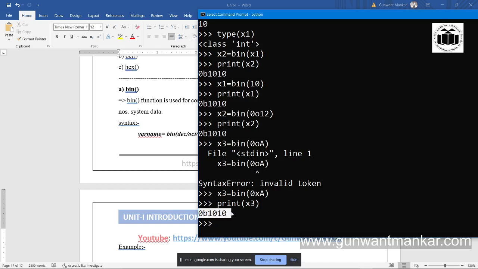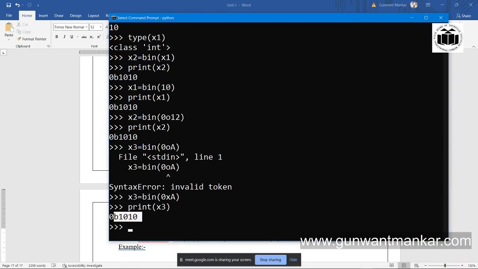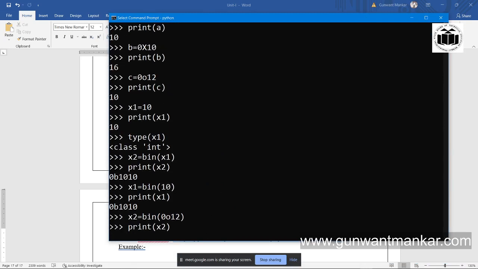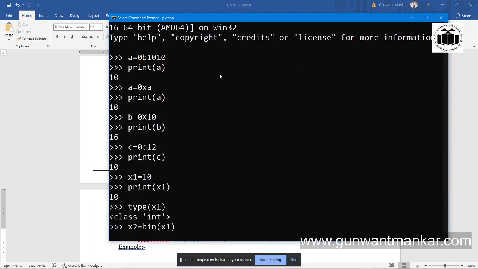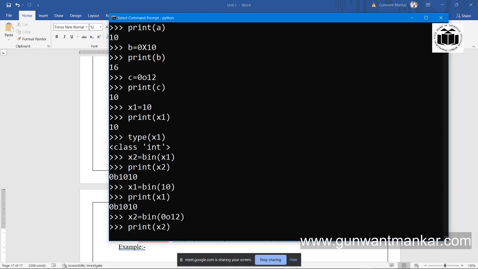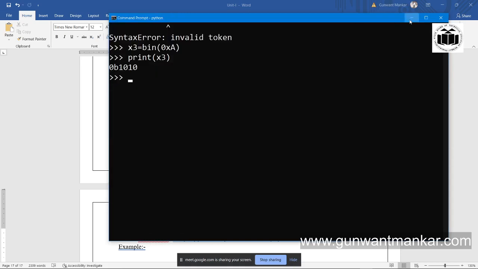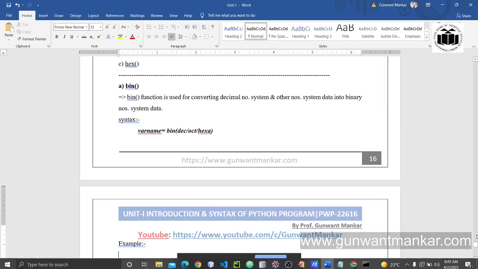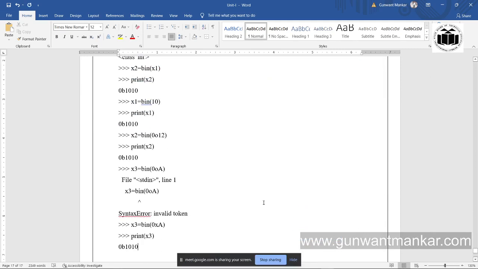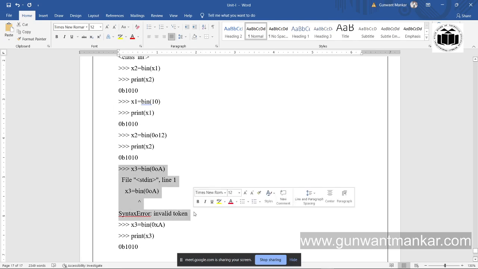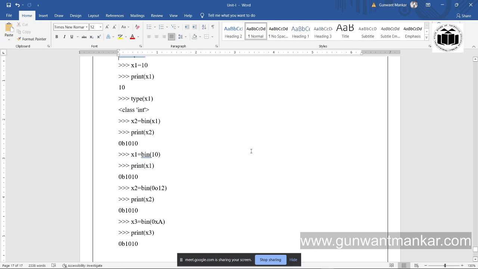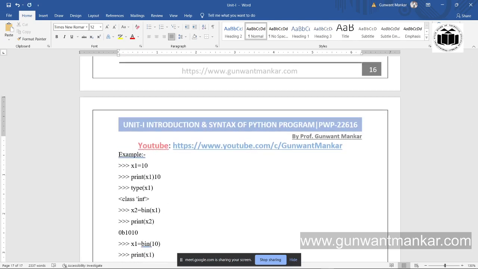We are getting this a, which is 10, converted into the binary number system. This is the use of the bin function. What is the use of the bin function? To convert any number system into the binary number system. Examples I am writing here. To convert any type of data, any type of number system into the binary number system, we have to use the bin function, a conversion function.